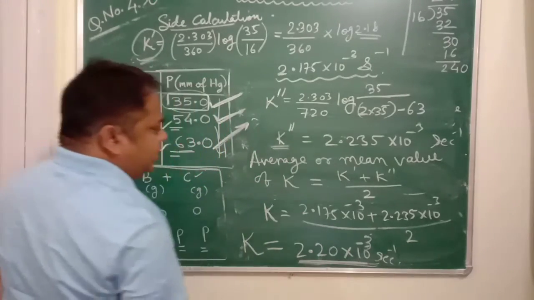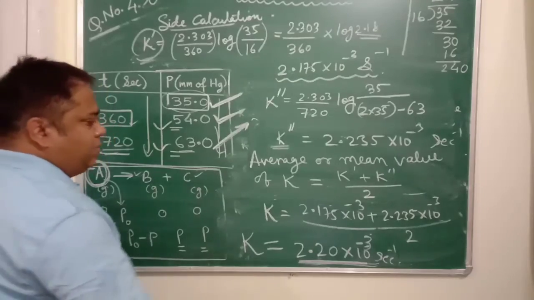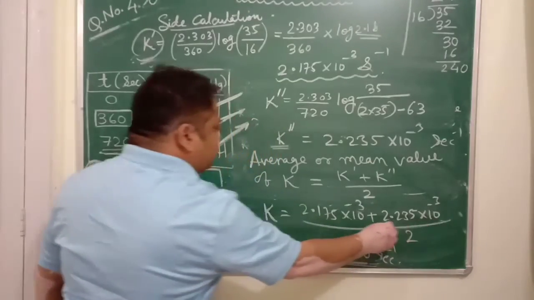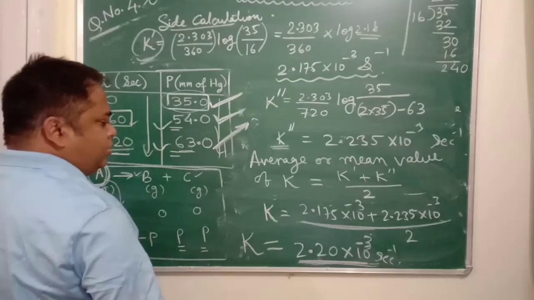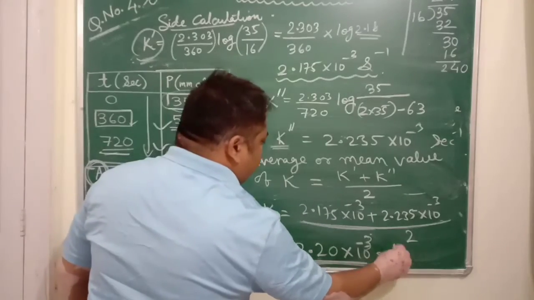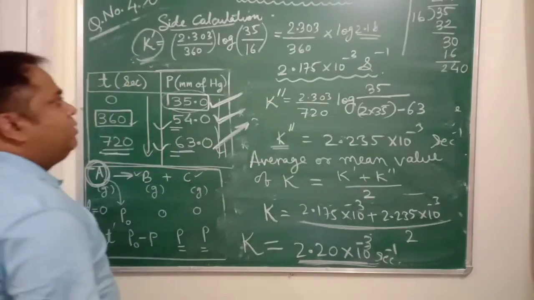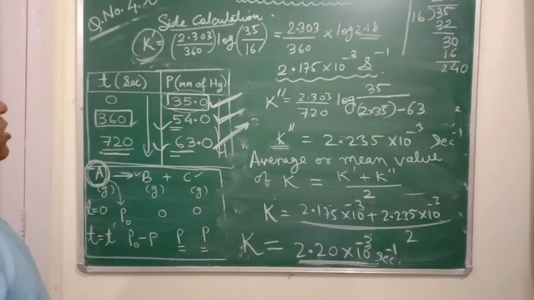So the average value gives the central tendency of the data. Whatever data is there, it gives the average or mean of that, which is more reliable in the case of a rate constant where the reaction is of first order.